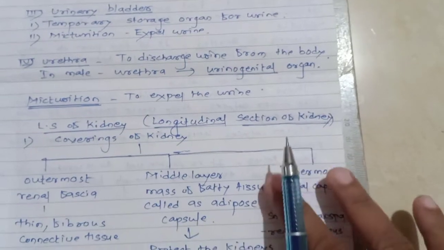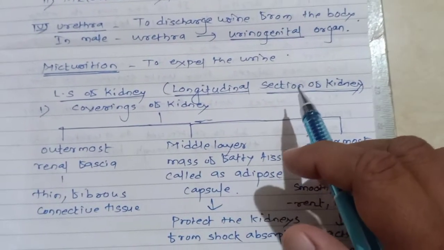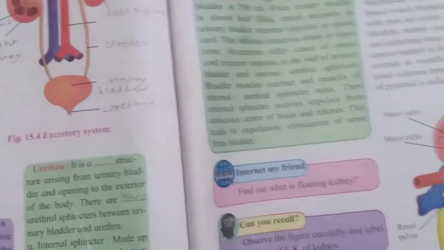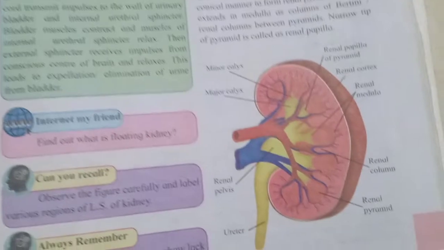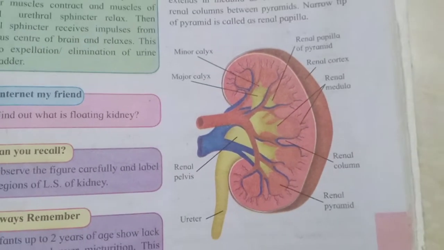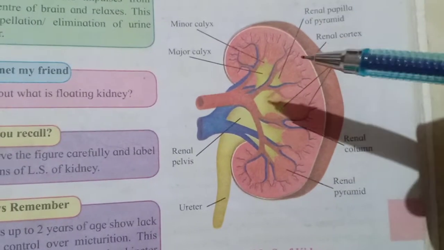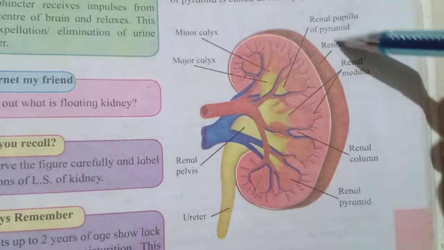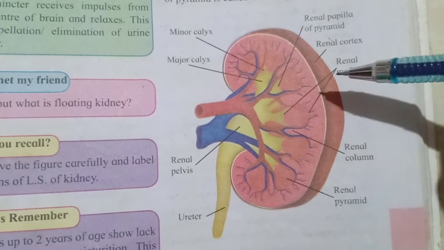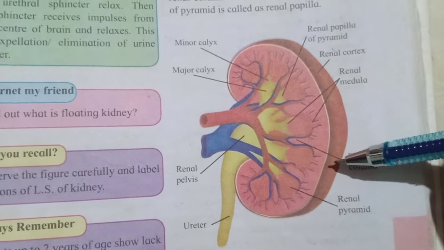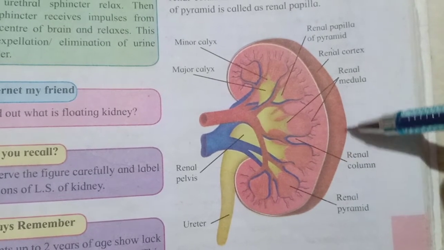After that, we study the LS of the kidney, meaning the longitudinal section of the kidney. If we take a longitudinal, that is a vertical, section of the kidney, what structure do we see inside it? We focus on the diagram here. In that, the kidney is first covered by 3 layers. The outermost covering is called the renal fascia. It is a thin, fibrous connective tissue.